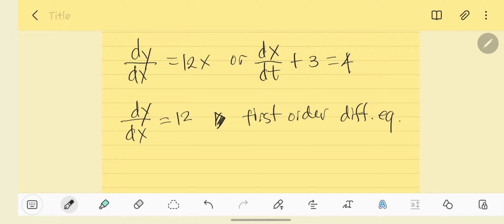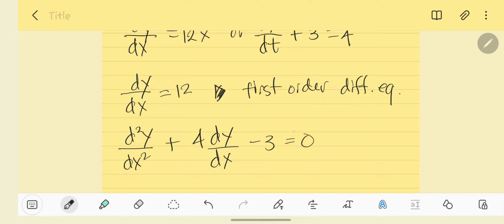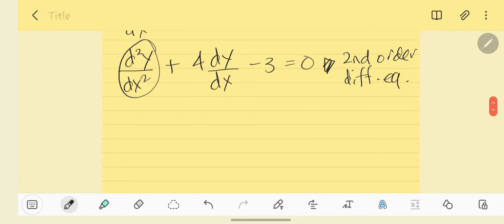And then the other example is d squared y over dx squared plus 4 dy over dx minus 3 is equal to 0. So this is in the form of a second order differential equation. Now, a solution to a differential equation contains one or more arbitrary constants of integration.